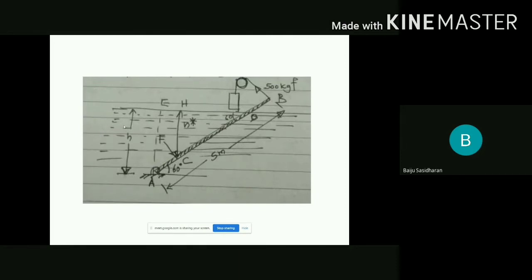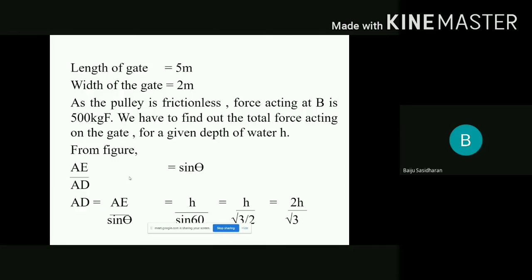Okay, this AE is indicated as H, the depth of water. AE by AD is equal to sine theta. Therefore, AD is equal to AE by sine theta. That is, AD is equal to H divided by sine 60, since theta is 60. Therefore, it is H by root 3 by 2. That is, it is equal to 2H by root 3.